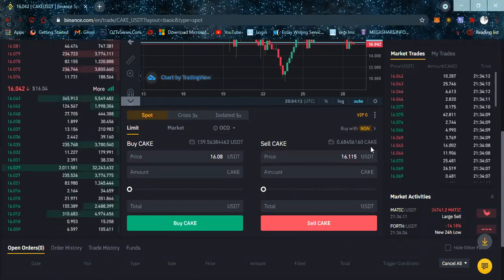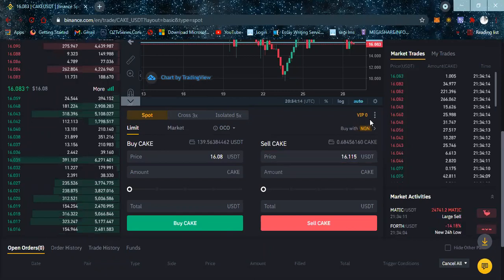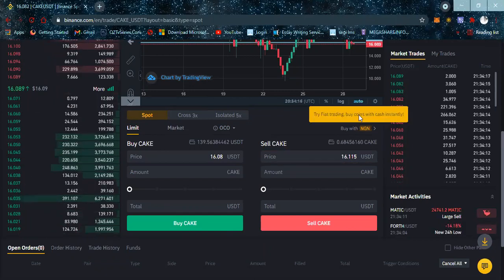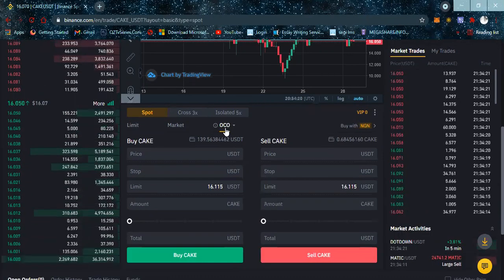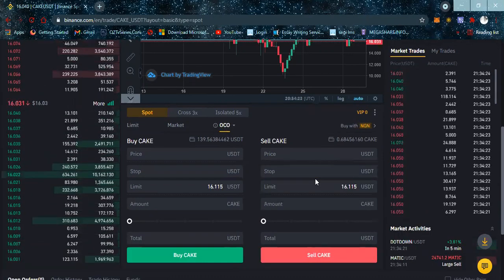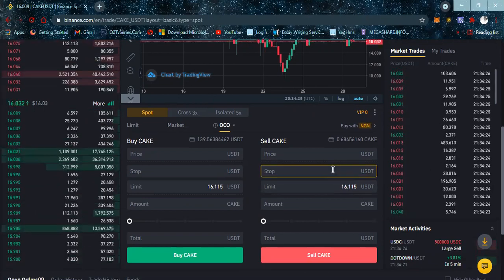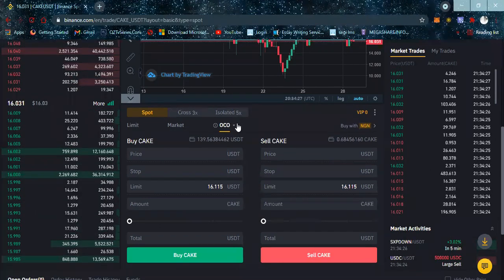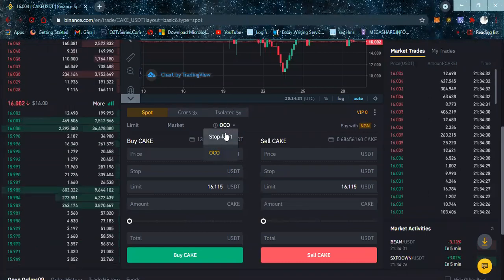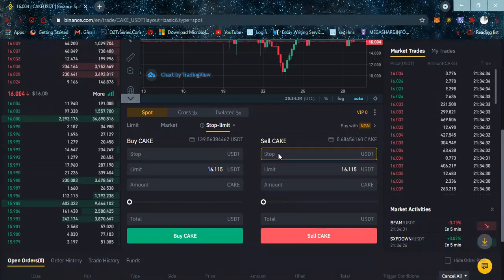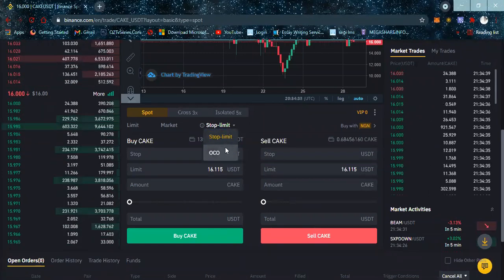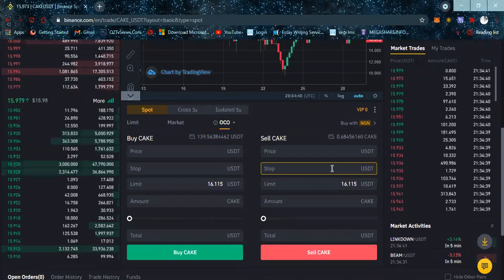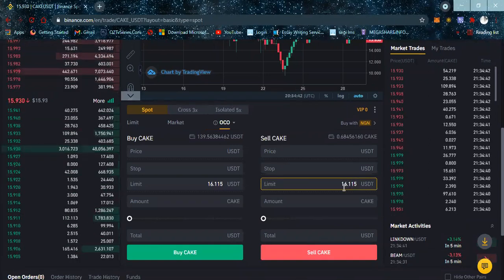So now I've already gotten cake. Now I want to use OCO. Are we together? So click on OCO. Now you can see stop, you can see limit. Stop and limit is your normal stop limit order, right? Don't forget, we just did an example with this. So this is your stop price, and the stop price triggers your limit price, okay?